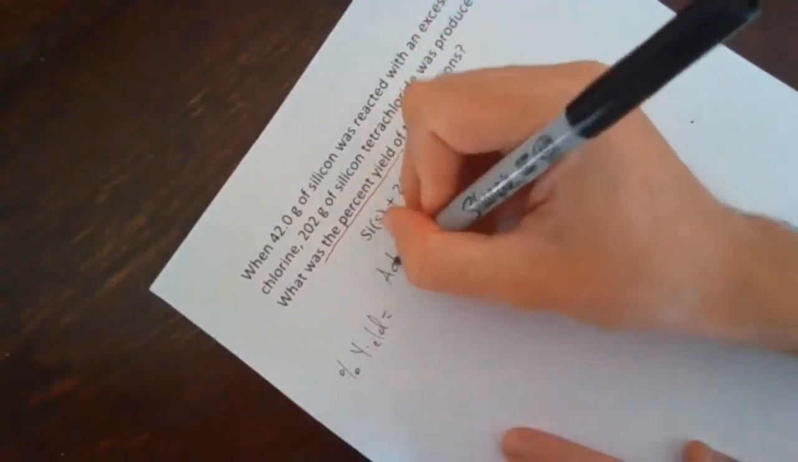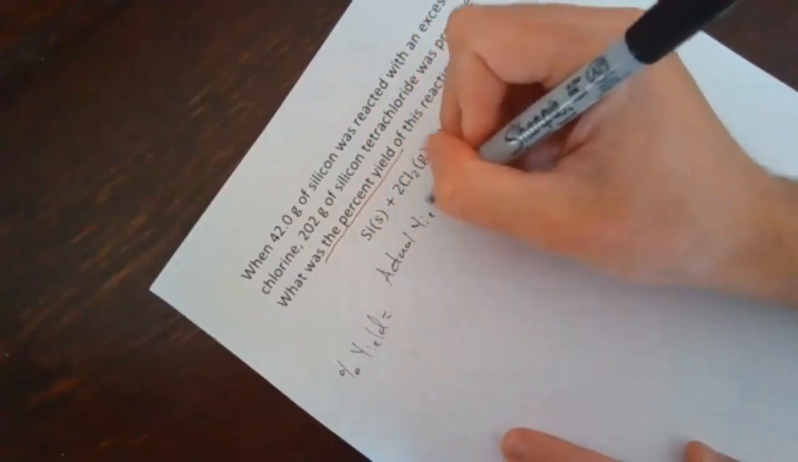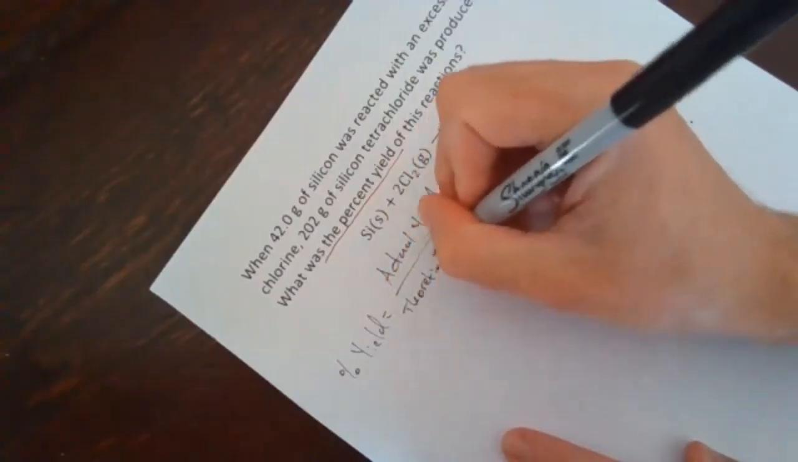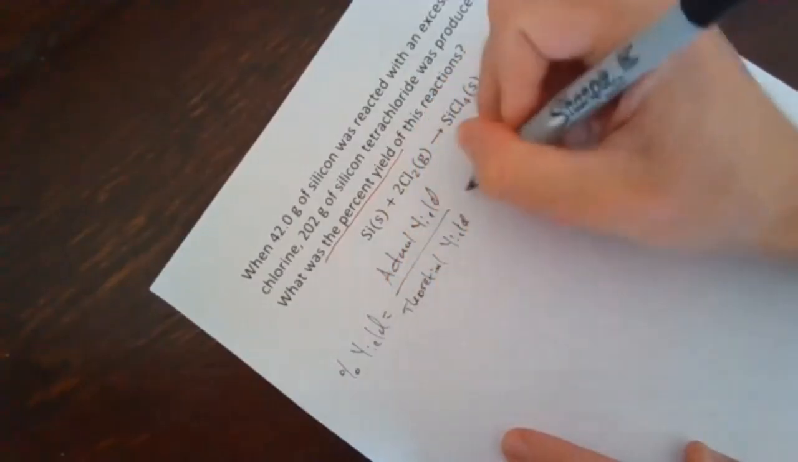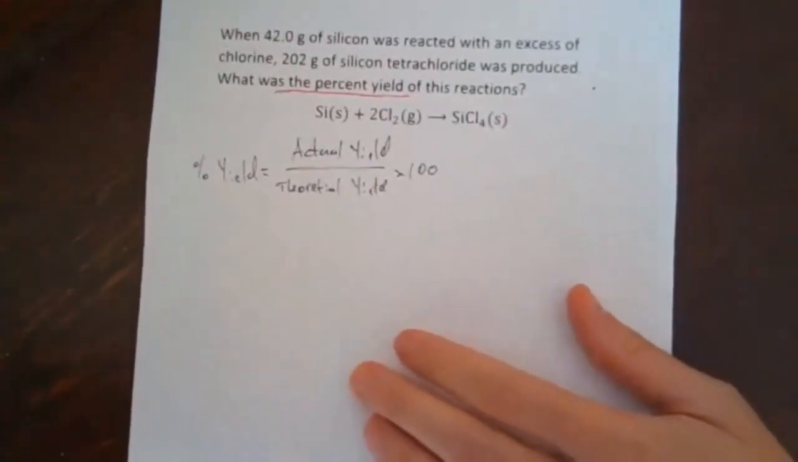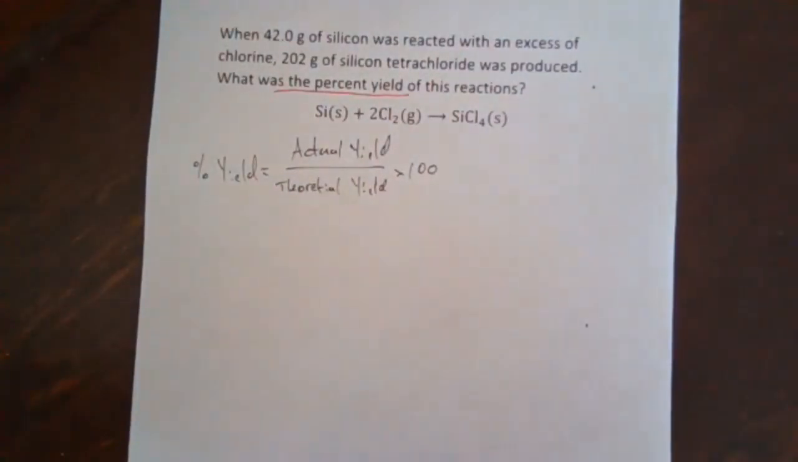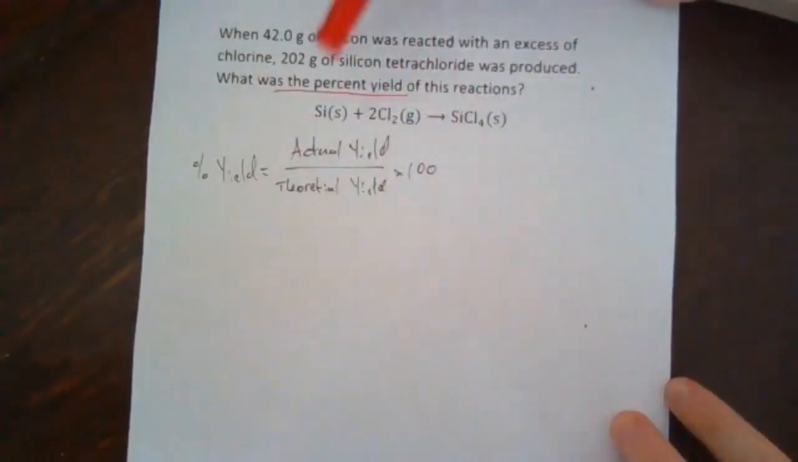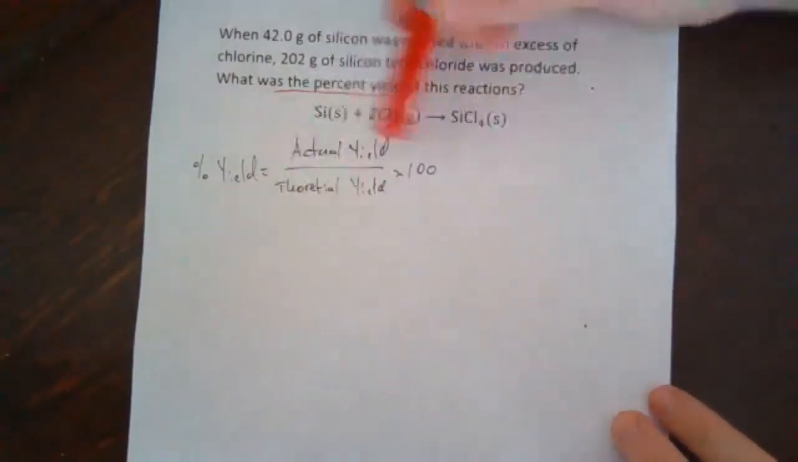Percent yield is going to be actual yield divided by theoretical yield times 100. And so if we want percent yield, we need to look for these two things, right? We need actual yield and theoretical yield.